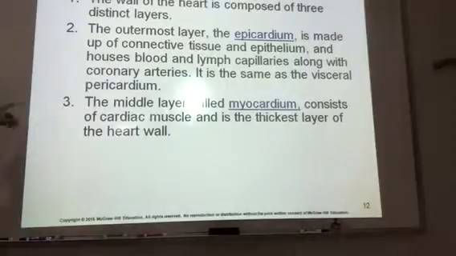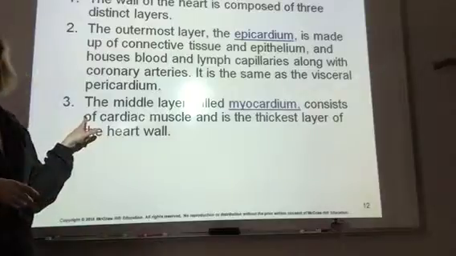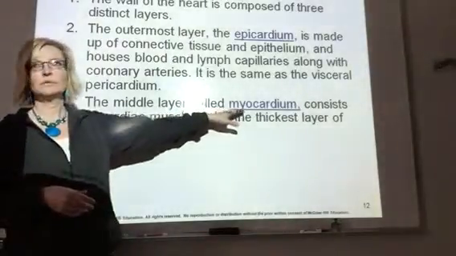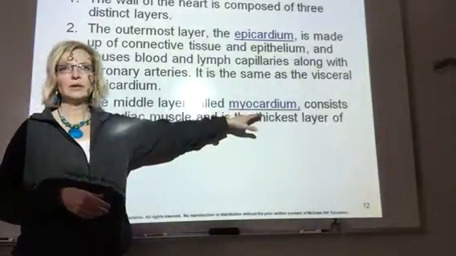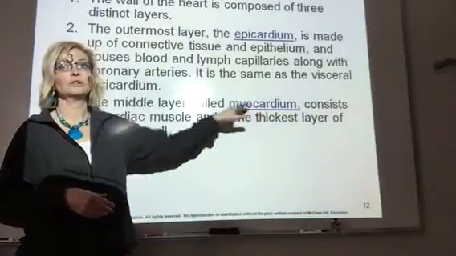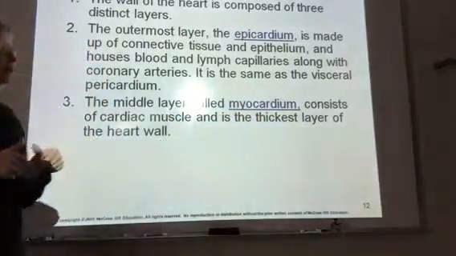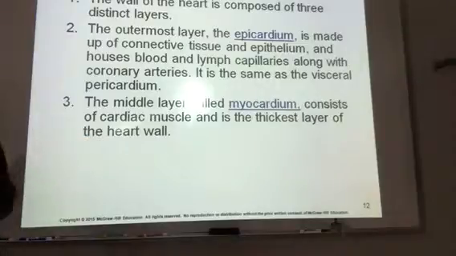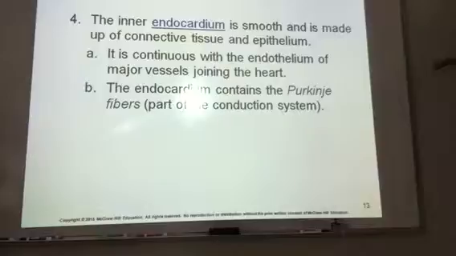And then the middle layer, this is the thickest layer, this is the main layer. Myo means muscle. So myocardium is basically your heart muscle. It is the thick part that makes up the heart wall. By far the thickest. Then on the inside, we have an endocardium. It's very smooth. So if you ever have a chance to dissect a heart, the inside of it is very, very smooth. That's the endocardium.